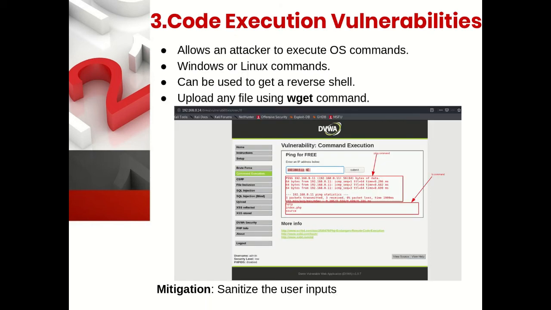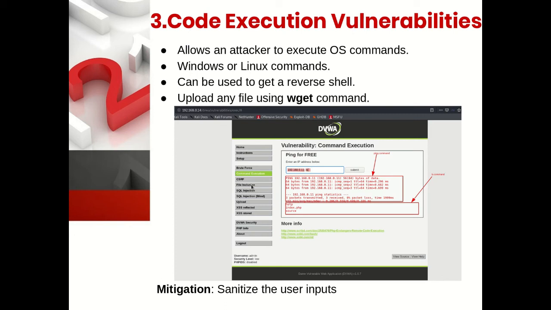And the next vulnerability is the code execution vulnerability. With the help of this vulnerability, the hacker executes system commands on the server, either a Windows server or a Linux server. We can run the netcat command to gain access to this server, and we can also upload files like a backdoor with the help of the wget command.